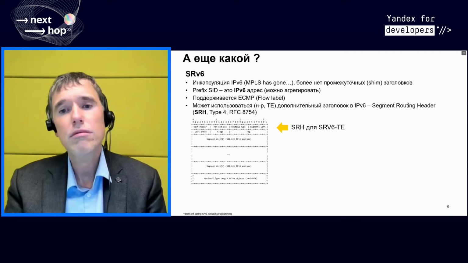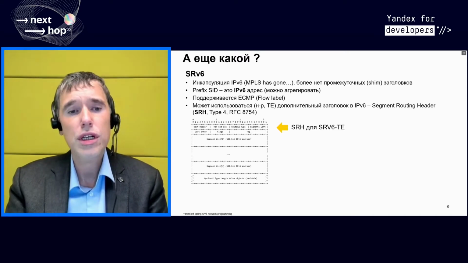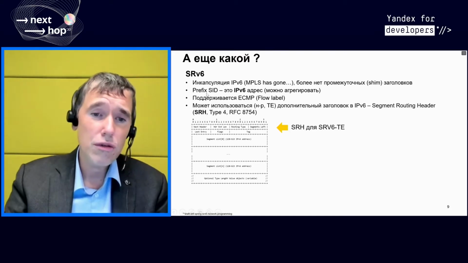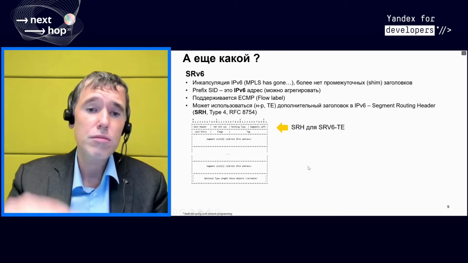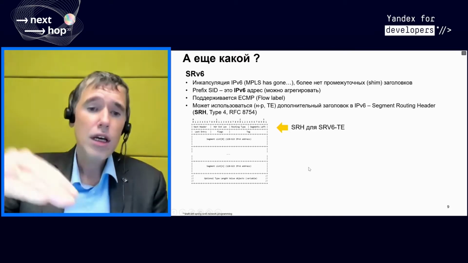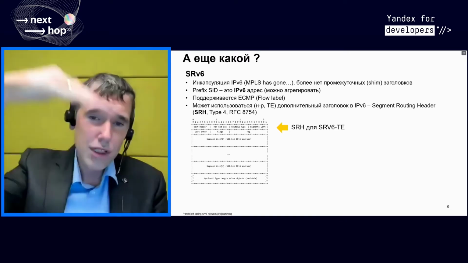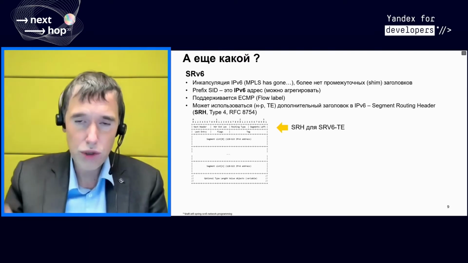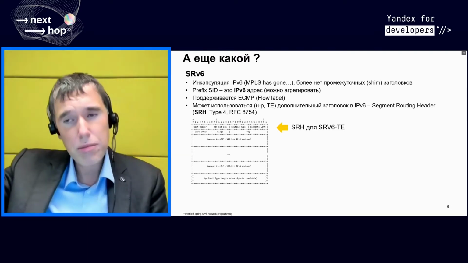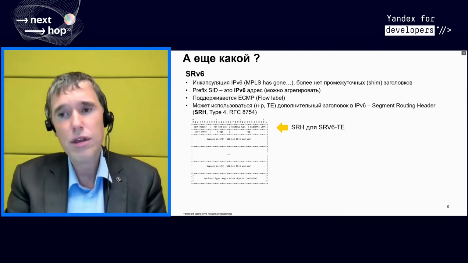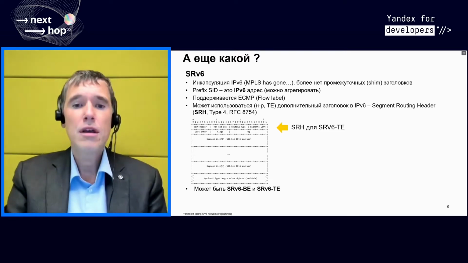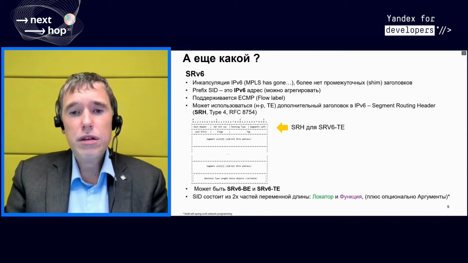In case of traffic engineering, there is another routing header, which is called SRH, for SRv6 TE. And this is where we write down a stack of our SIDs. And the first SID is going to determine our next hop. And this is how we run through all the routers that we have in the network.